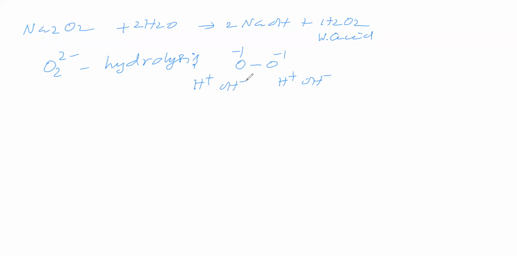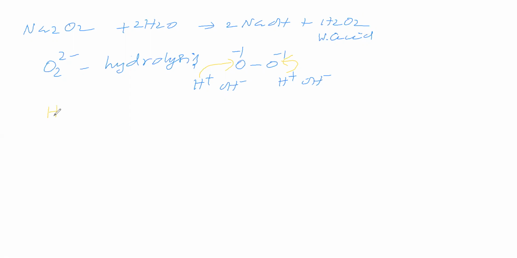So this peroxide is taking H plus. This H plus is taken by this minus, so it is becoming hydrogen peroxide. This OH minus is present as sodium hydroxide. Then this hydrogen peroxide will go for what reaction?